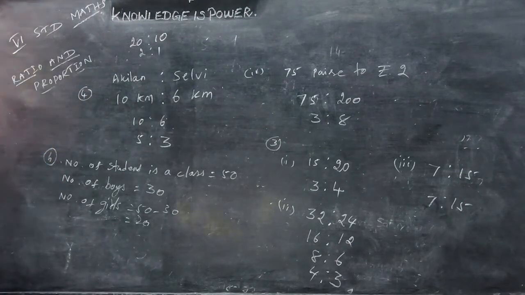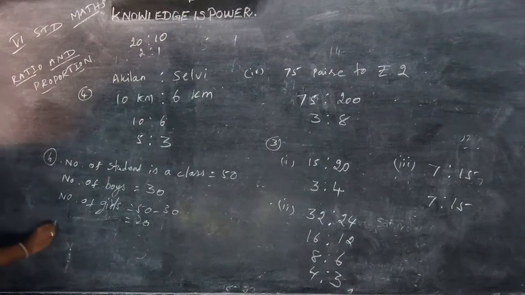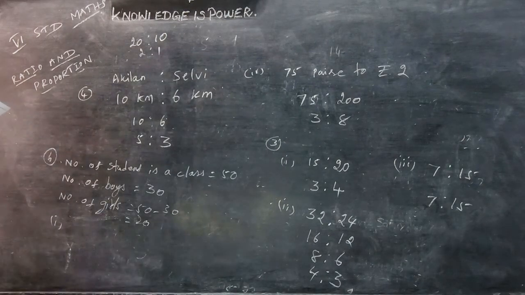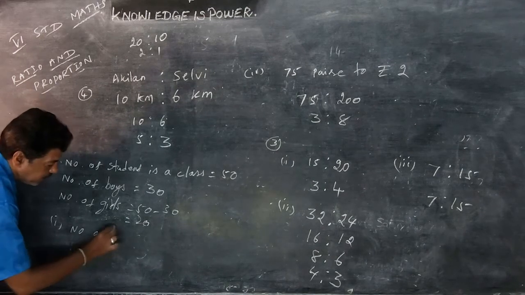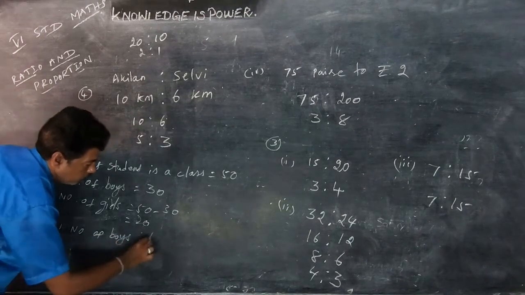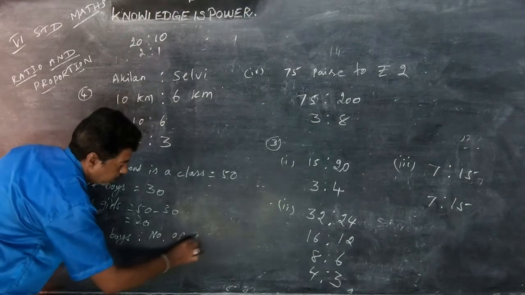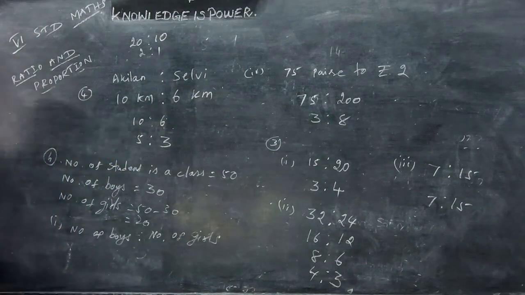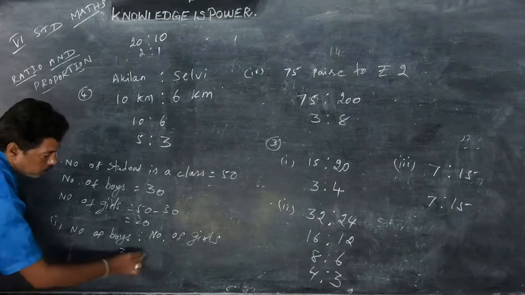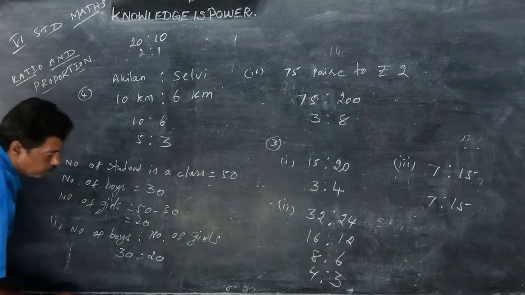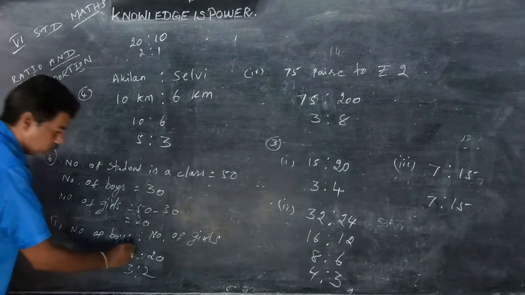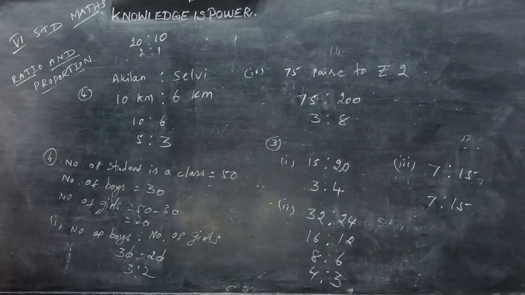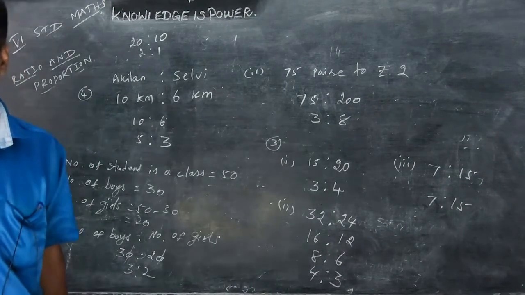Now we have to move on to the questions. What are the questions asked? First one, number of boys to the number of girls. Number of boys is 30, number of girls is 20. Zero, zero cancel. 3 is to 2. So this is the first answer.